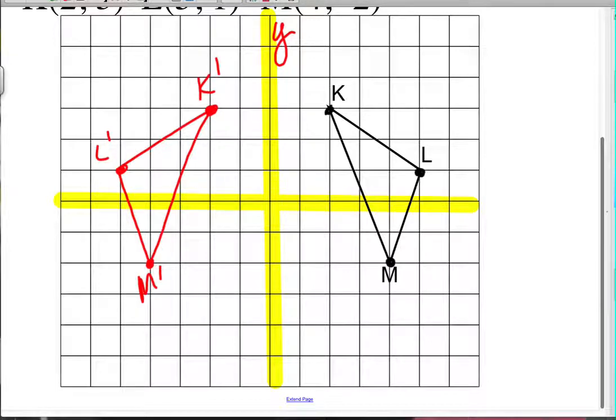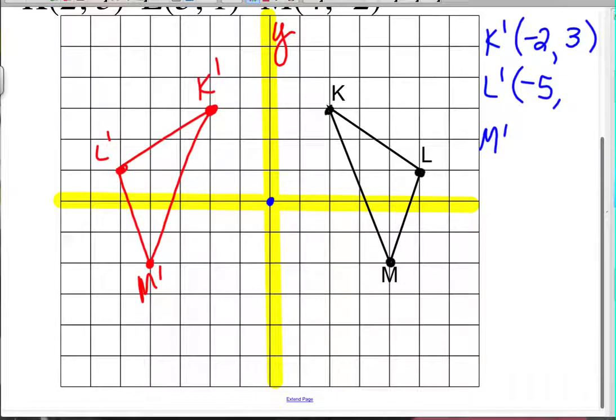Let's list the coordinates for K prime, L prime, M prime. Where is K? From the origin, which is right there, you would go left 2, so that's a -2, and then you would go up 3, +3. How do you get to L from the origin? You would go left 5, so that's a -5, and then up 1, so a +1. To get to M from the origin, left 4, so a -4, down 2, -2. Those are your new coordinates for your new reflected image.